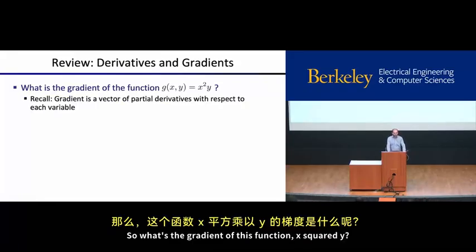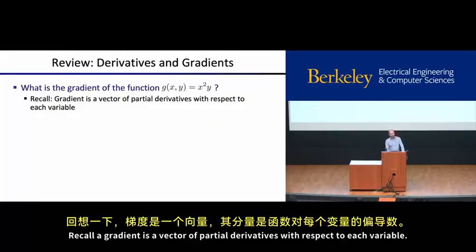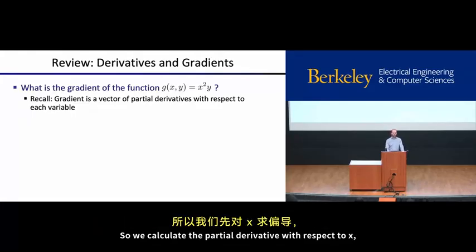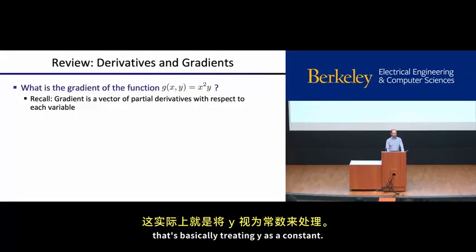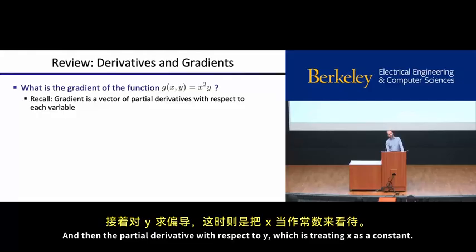So what's the gradient of this function, x squared y? Recall a gradient is a vector of partial derivatives with respect to each variable. So we calculate the partial derivative with respect to x. That's basically treating y as a constant. And then the partial derivative with respect to y, which is treating x as a constant.